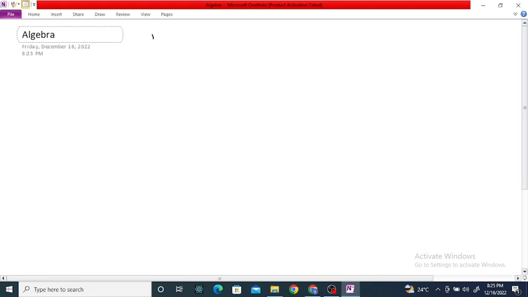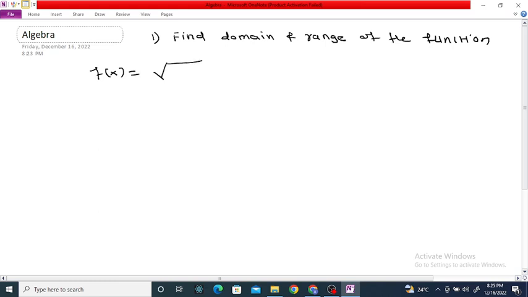Example number 1, find the domain and range of the function f of x is equal to square root of x minus 5.